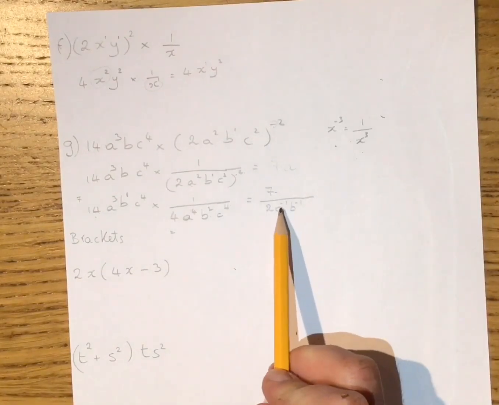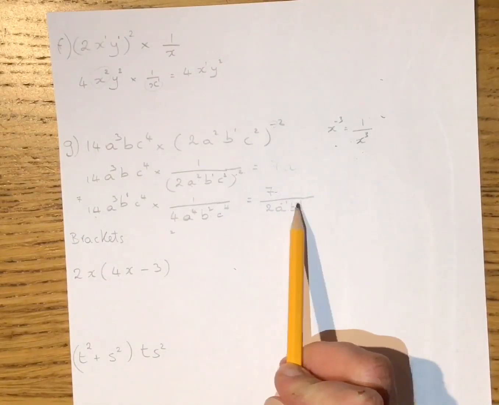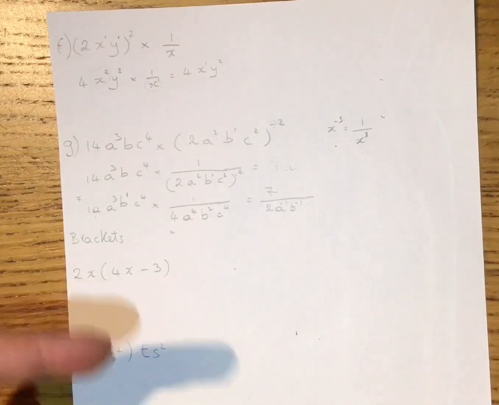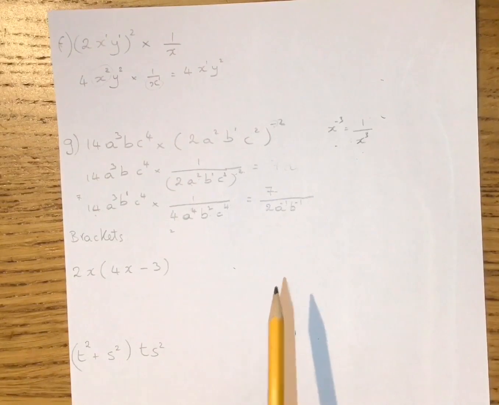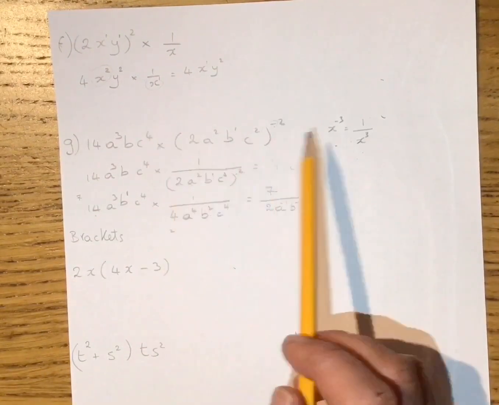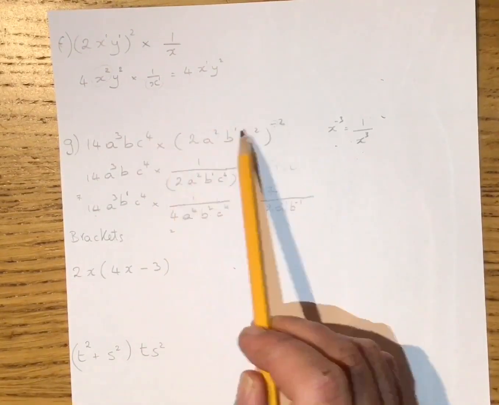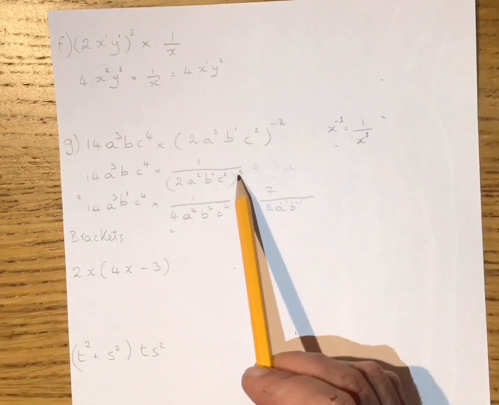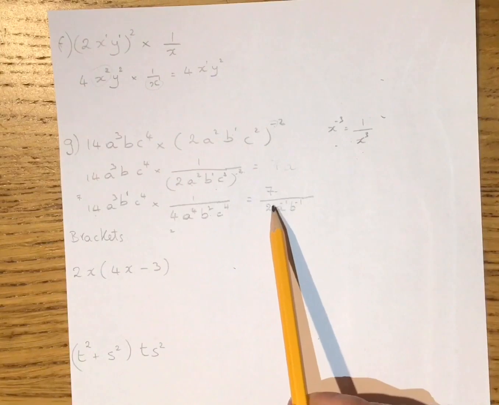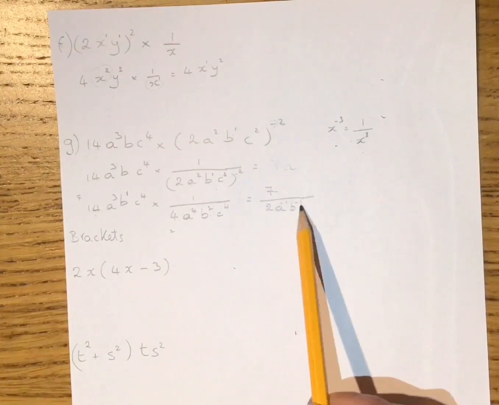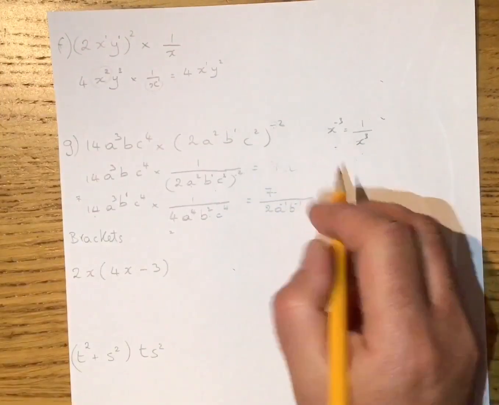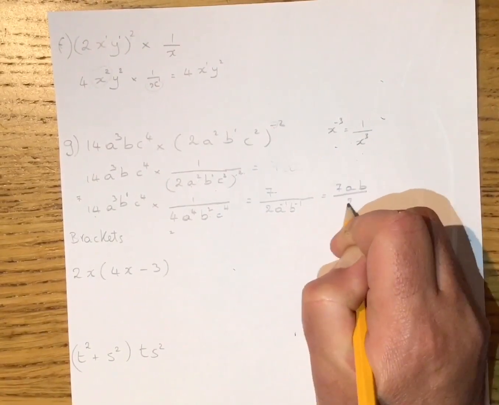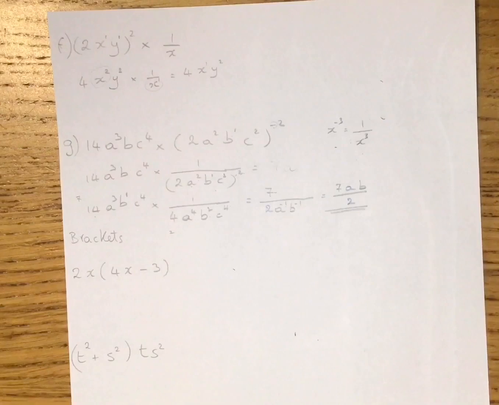Now they are negative, so in order to change them to become positive, we need to change them again in the same way we've done there. From the numerator it became the denominator and the power became positive. Here we are going to change them to positive and move them up to the numerator. So it's going to be 7ab over 2, and that is the final answer.